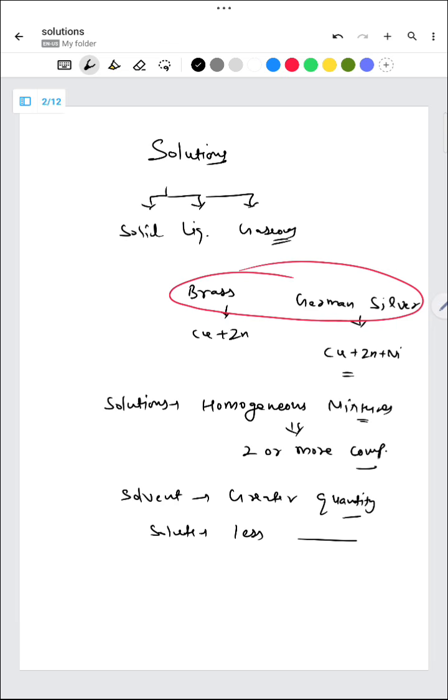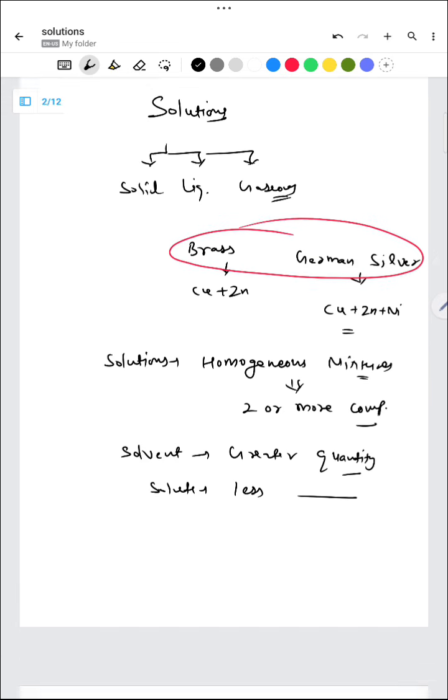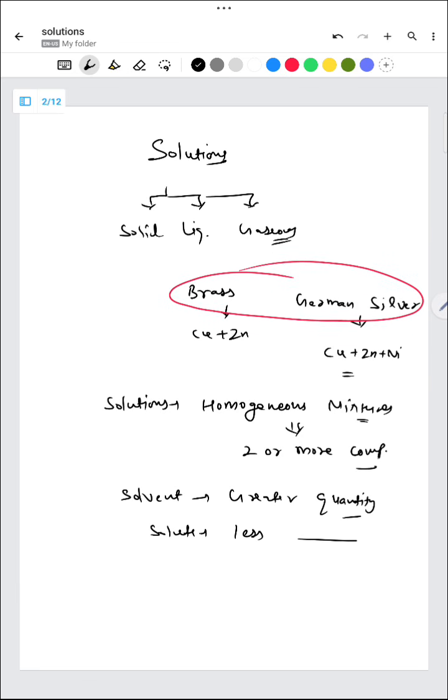But in a solution, we can have two or more components. For example, we can have 3 or 4 kinds of solutes and a solvent, but these generally are not under the class of binary solutions. Here we are going to discuss only binary solutions. So of these 3 kinds of solutions, firstly we will discuss gaseous solutions.